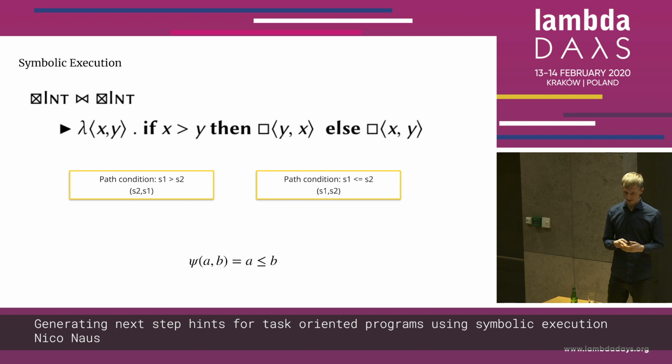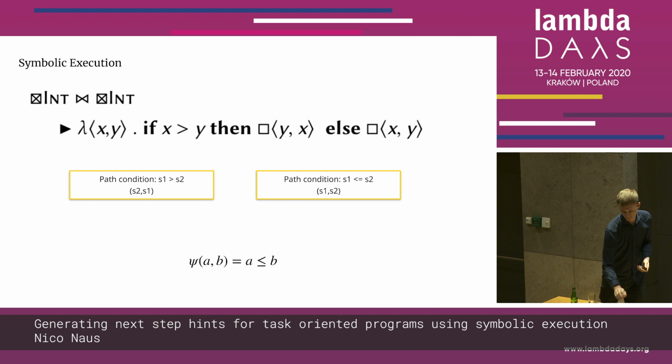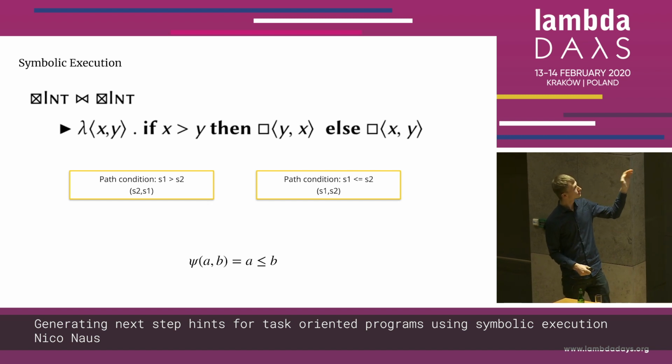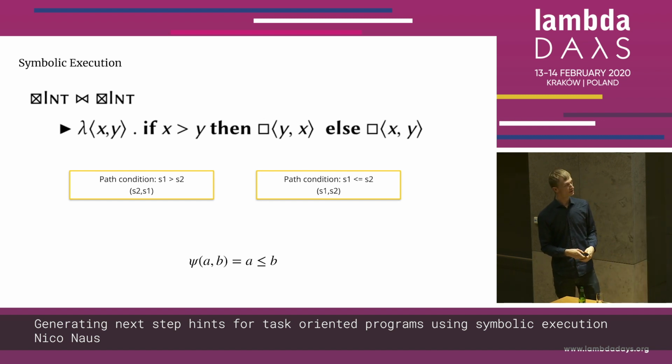And this will result in two symbolic runs. In the first one, we record that we have a path condition that S1 must be larger than S2, and we get back S2 and S1. And in the other case, we record the path condition S1 is smaller or equal to S2, and we get S1, S2 back. So this is literally the then and the else branch.